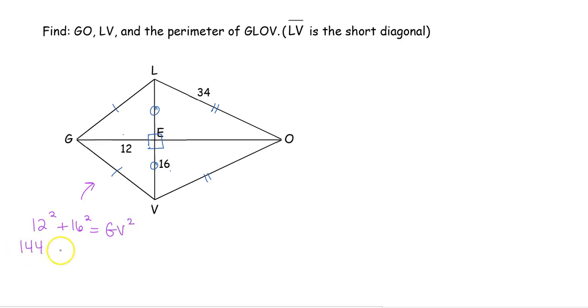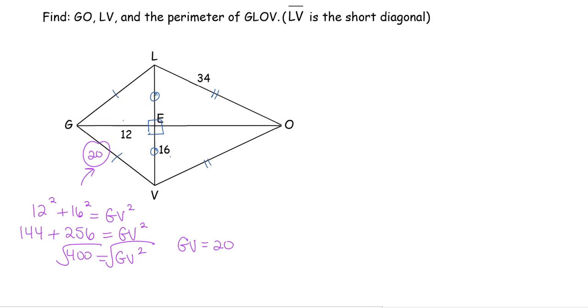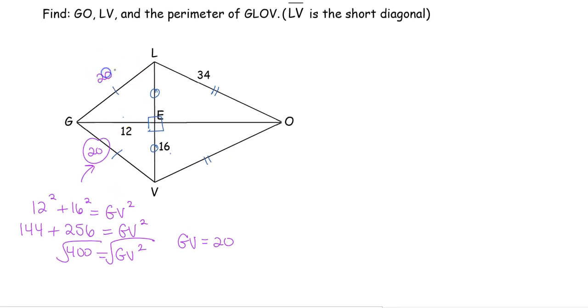So that's 144 plus 256. Add those together to get 400. Now this is GV squared, so to find GV, we take the square root, and we find that this missing side is going to be 20. Now these two sides are congruent, so if that's 20, then that's 20 over there as well. And if you forgot, the short diagonal is being bisected. So if this is 16, then this is 16, which is going to help us find this side over here.